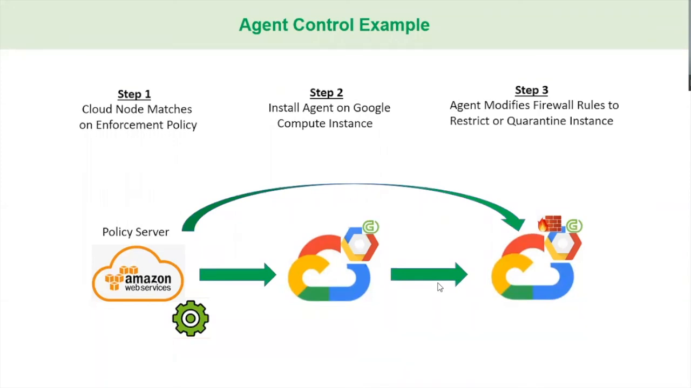And then you're able to, in real time, without using any kind of connector into Google Cloud, leverage the agent to quarantine or restrict access through outbound firewall rules on that Google Compute instance. So again, you're able to do this without having to set this policy inside of your Google Cloud console.